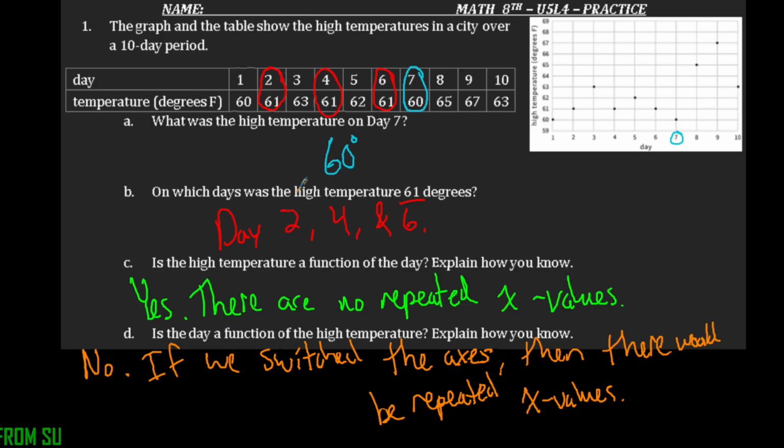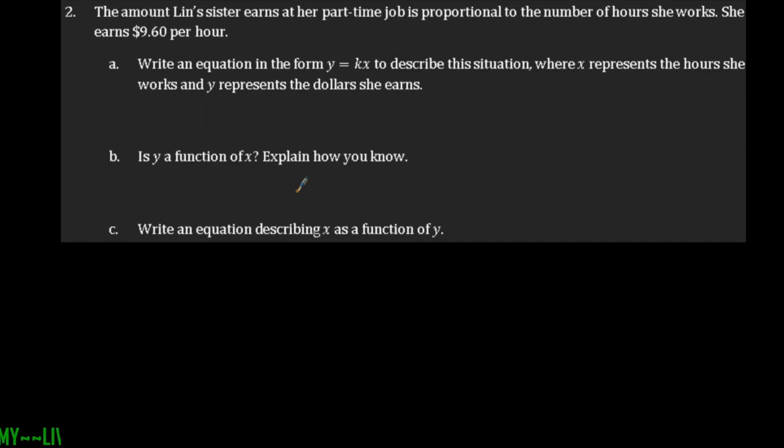And so if we switch to the axes, we would have repeated x values, which makes it not a function. And then for part 2, it says the amount Lynn's sister earns at her part-time job is proportional to the number of hours she works. And anytime they see that word proportional, that just means it's going to be this type of equation, and it goes through the point 0, comma 0.